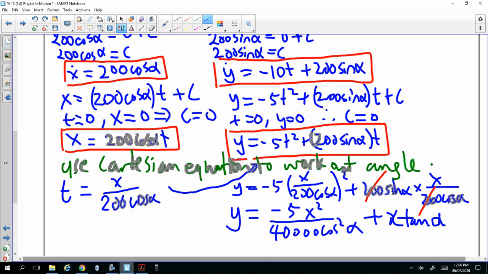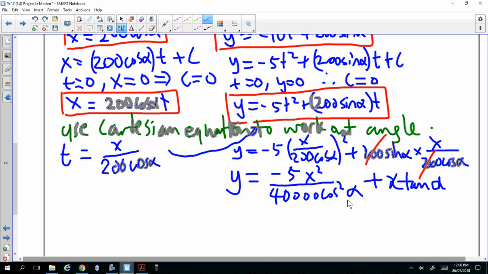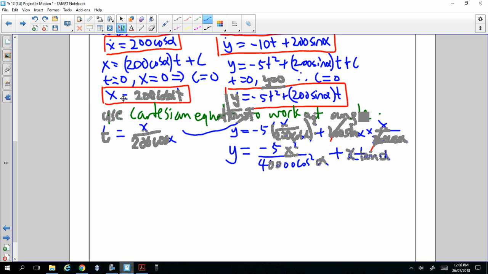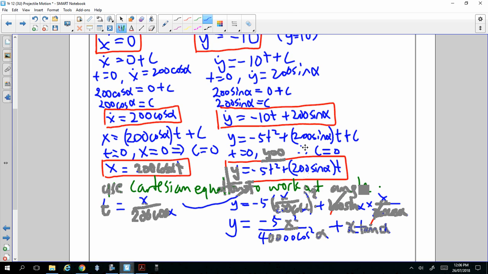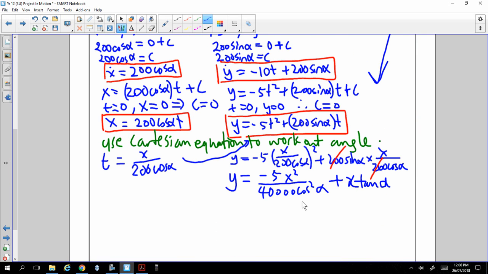So that's your Cartesian equation. Now how do I use it to find the angle? Because I know it passed through the point. So you need the point. The point is it passed through this point here, 2,000, 1,000. So you substitute this point here: x is 2,000, y is 1,000.